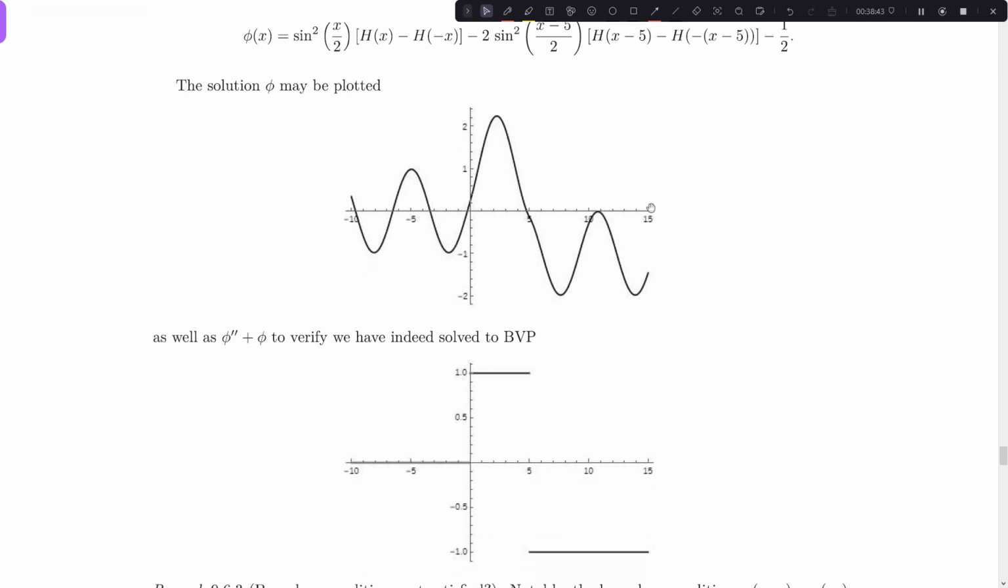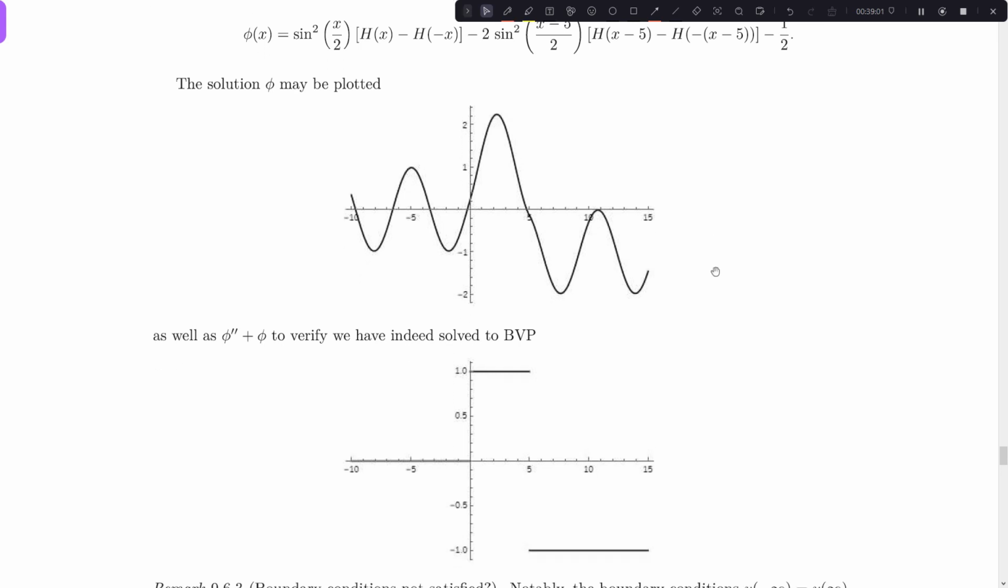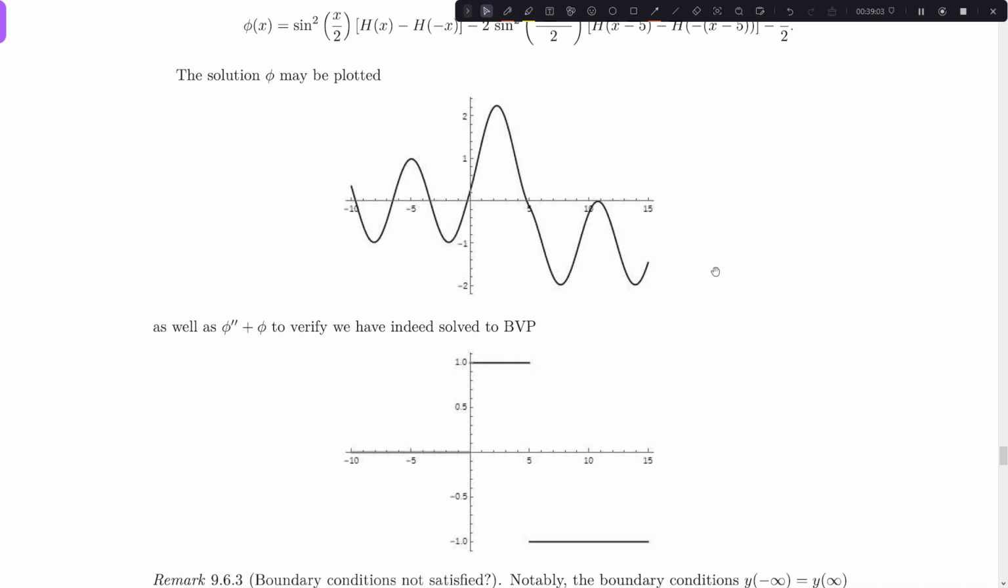And then if I scroll down a little bit more, let's just verify that we've solved the boundary value problem. If I take two derivatives of phi plus phi, does this equal 0 to the left of x equals 0? Yeah. Does it equal 1 between 0 and 5? Yes. And does it equal -1 between 5 and infinity? Yes, it does. So it's interesting to see the Fourier transform give us solutions to problems that look so tricky.